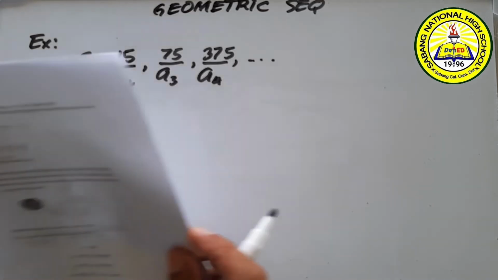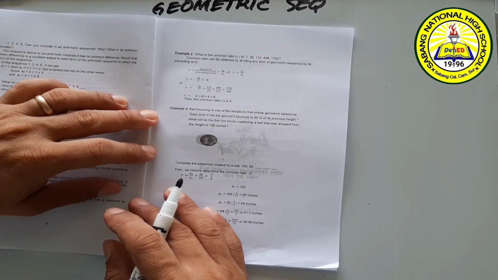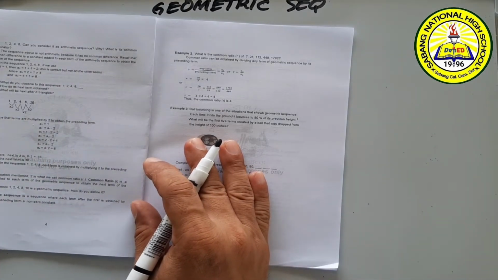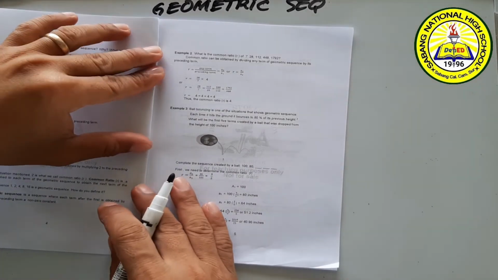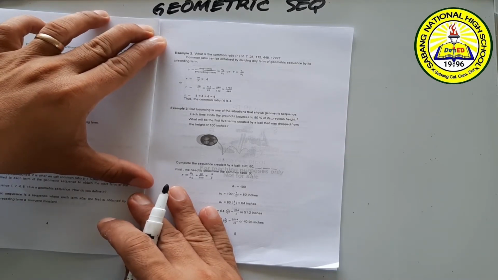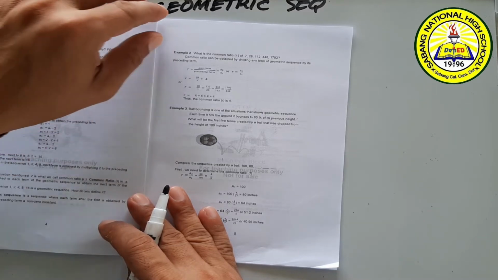in example number 3 in your module, it is said there that a ball bouncing is one of the situations that shows geometric sequence. If you are going to drop a well-inflated ball, not just a ball, baka flat or mahina yung bomba ng ball, hindi yan magbabounce ng maayos. Yung well-inflated ball, each time it hits the ground, it bounces to 80% of its previous height. What will be the first 5 terms created by a ball that was dropped from the height of 100 inches?